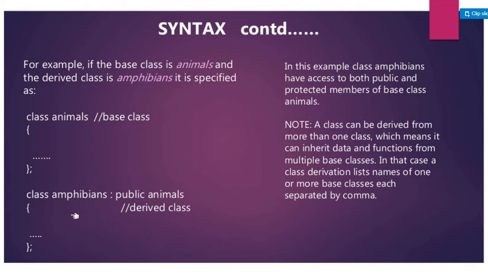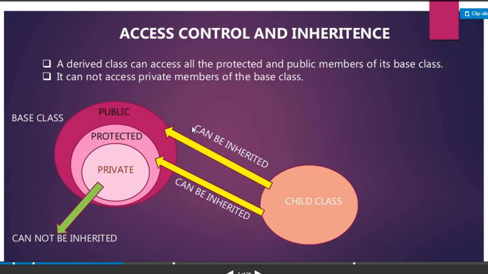In this example, class amphibian has access to both public and protected members of the base class animal. A class can also be derived from more than one class, which means it can inherit data and functions from multiple base classes. Now, access control and inheritance.